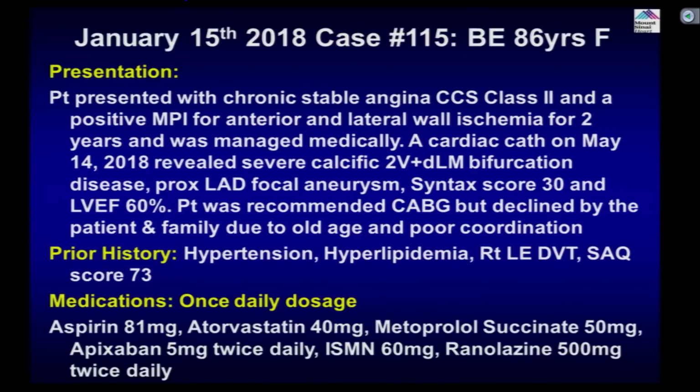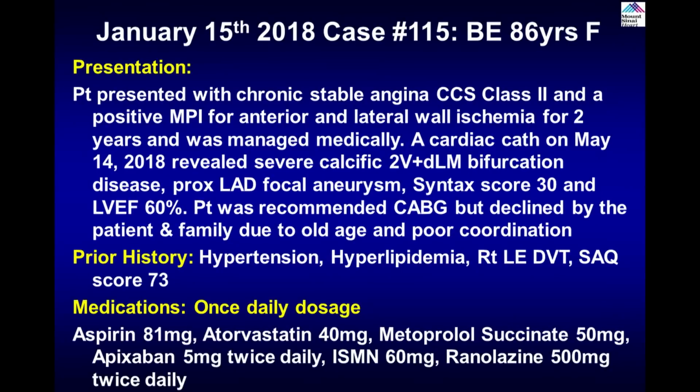This is an 86-year-old female who had stable angina for many years and had documented ischemia a few years ago, but did not want to go for cath, and was put on maximum medical therapy. Now, because of somewhat more symptoms, the patient underwent cardiac catheterization at an outside hospital, which revealed left main and two vessel disease, which I will show you is calcific, and there is a focal aneurysm of the LAD, and the patient was recommended CABG.